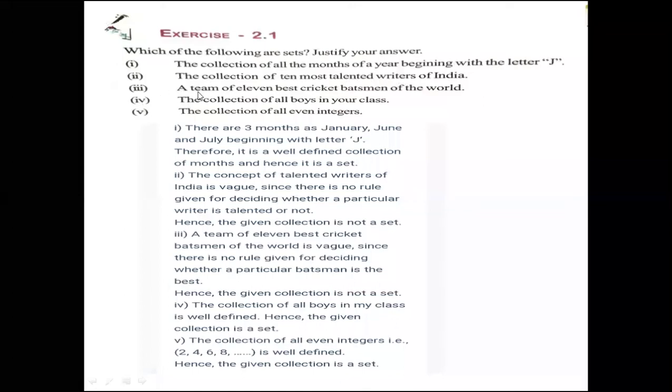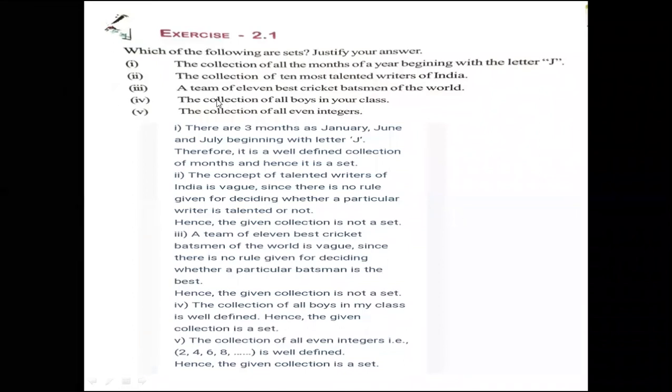Next, the third question is a team of 11 best cricket batsmen of the world. Here a team of 11 best cricket batsmen of the world is also an unlimited one. We can't decide the team of 11 best cricket batsmen of the world. So we can say that it is not a set.